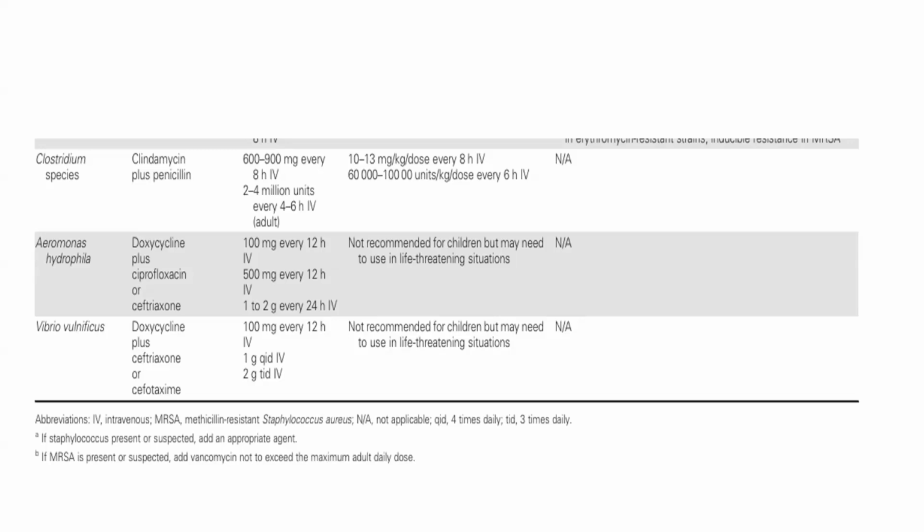In case of Vibrio infection, the treatment is doxycycline plus ciprofloxacin or cefotaxime. Doxycycline is 100 mg every 12 hourly, ceftriaxone 1 gram QID, or cefotaxime 2 gram TID.